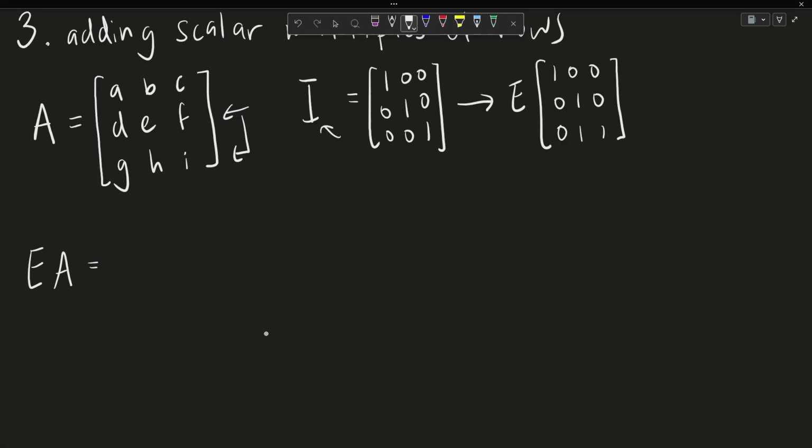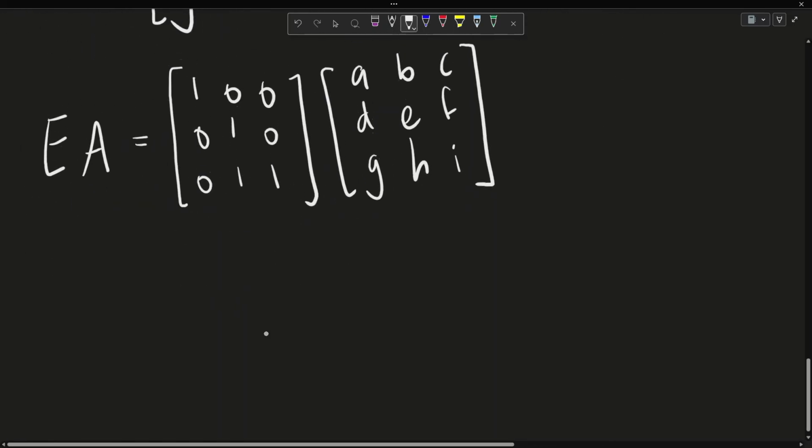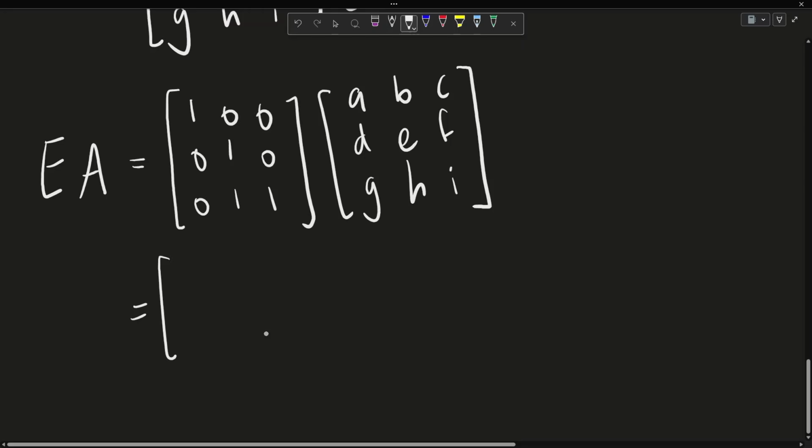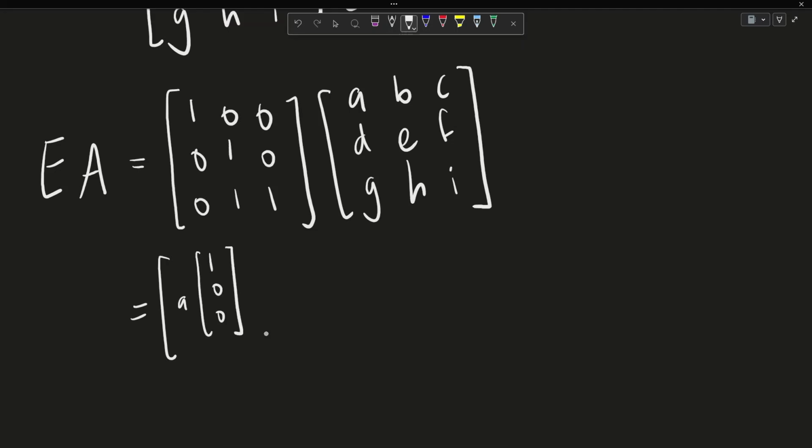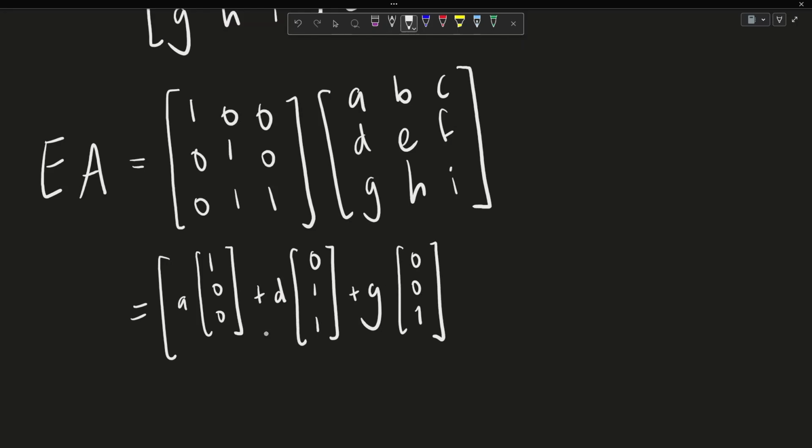So E times A equals 1, 0, 0, 0, 1, 1, 0, 0, 1, and then we still have our original A. And so in order to get the first row, again, we'll multiply A by the first column in E. So A times 1, 0, 0, add D times 0, 1, 1, add G times 0, 0, 1. That's our first column.